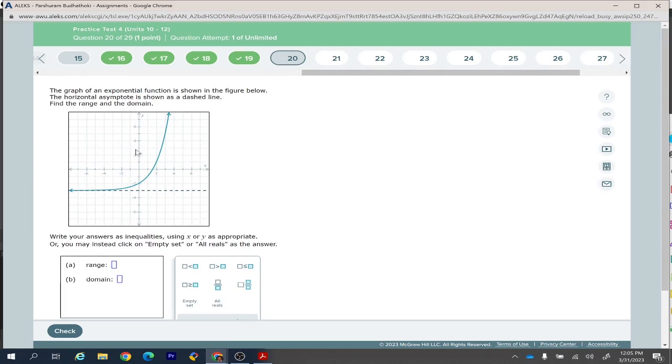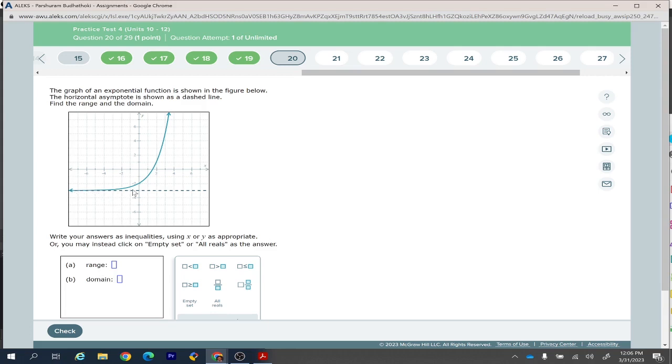Okay, find the range and domain. As you can see here, the domain is everything. Domain is from negative infinity to positive infinity if you want to use interval notation. But if you don't want to use interval notation, here they are saying write your answer as an inequality, in x or y. So first they are asking what's the range. Range means the y value.